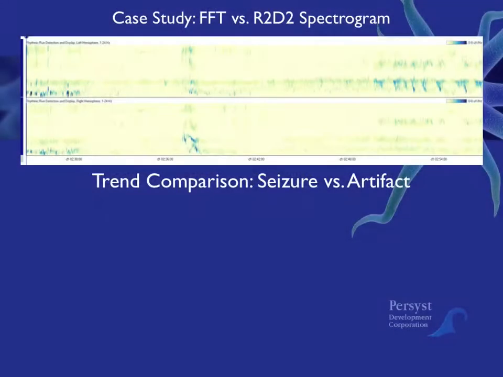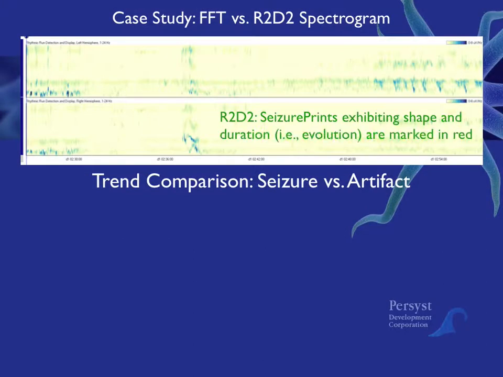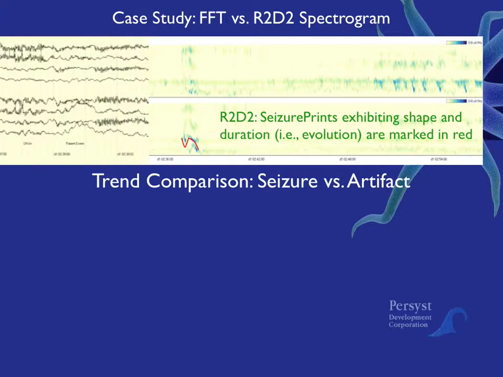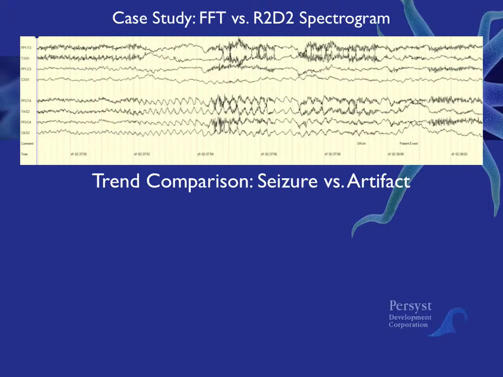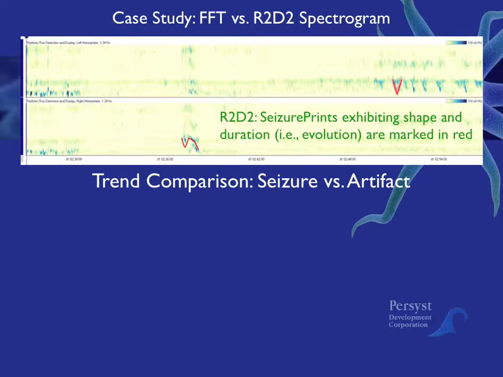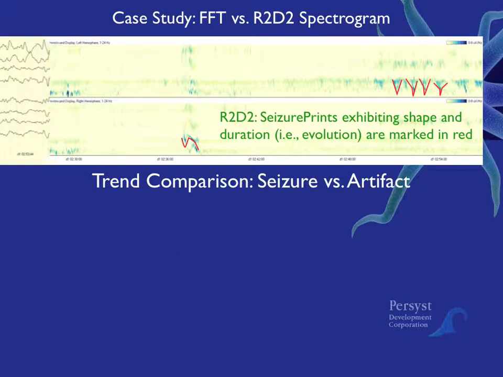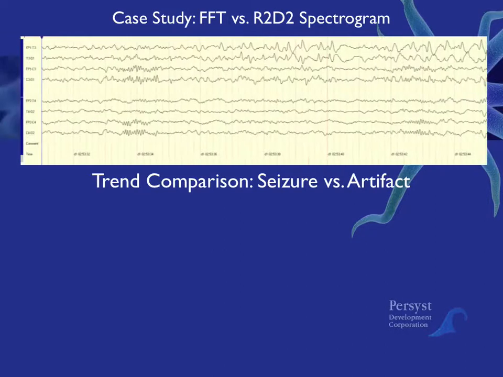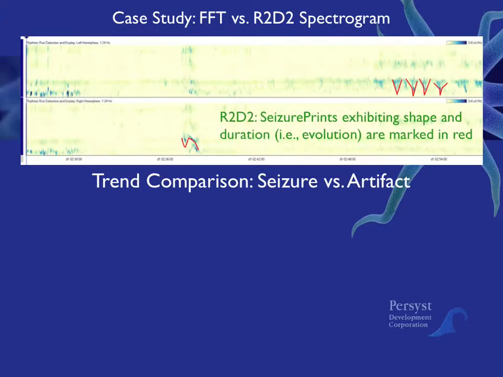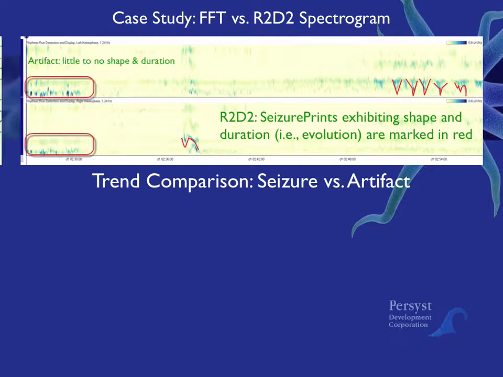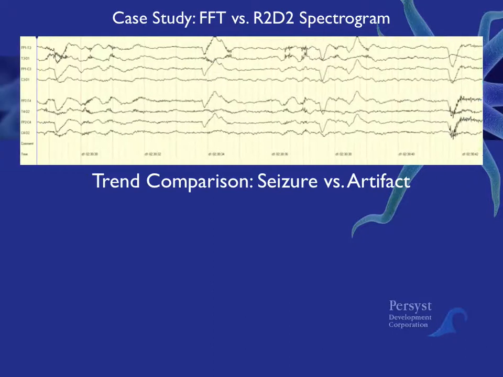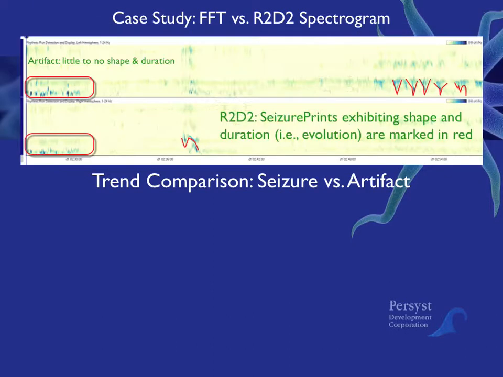Here, seizure prints that exhibit both shape and duration, in other words evolution, are marked in red. The first seizure print appears in the bottom R2-D2 right hemisphere trend. The underlying EEG at this point confirms the presence of a right-sided seizure. The next series of seizure prints appears in the top R2-D2 left hemisphere trend. The underlying EEG at this point confirms the presence of a left-sided seizure. The marks at the far left exhibit little to no change in shape or duration. These are caused by artifact as confirmed by the underlying EEG.